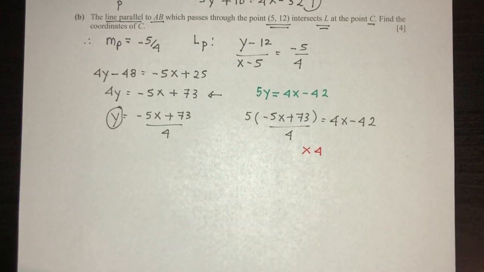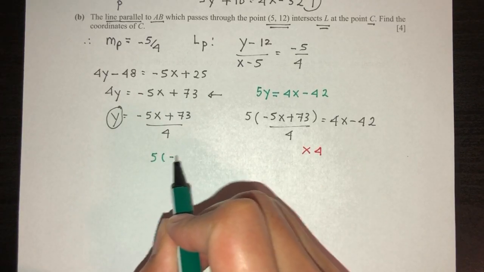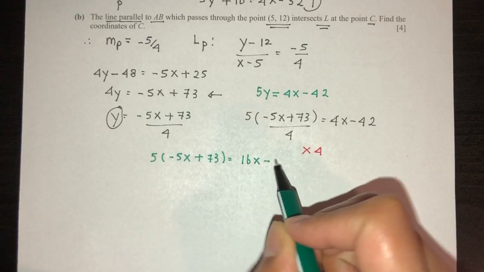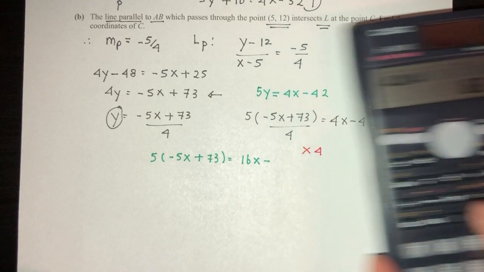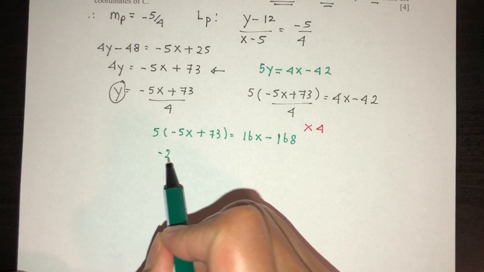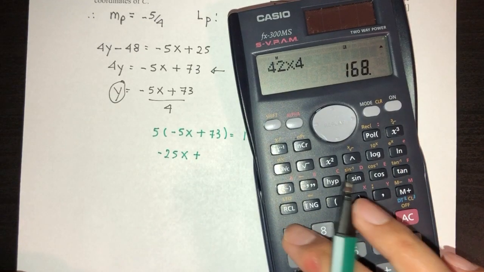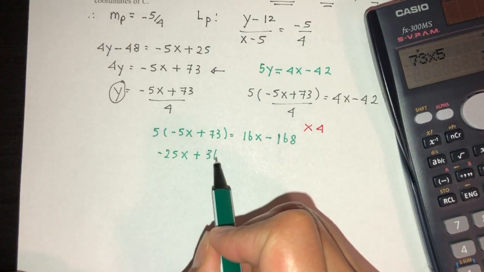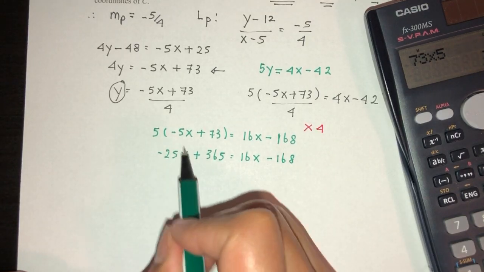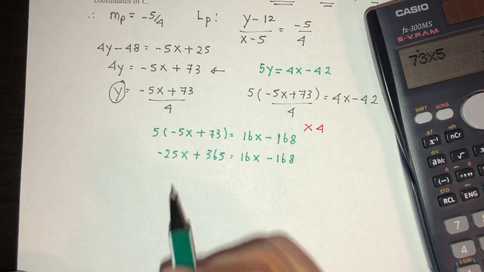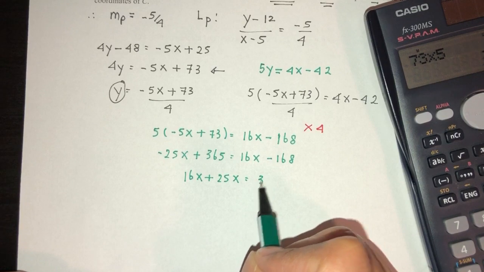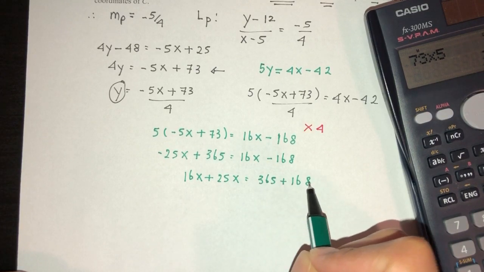So you will have 5 times minus 5x plus 73 is equal to 16x minus, so 42 times 4, that will be 168. Now we can simplify. This will become minus 25x plus 73 times 5, 365 is equal to 16x minus 168. Now let's send x to one side and all the constant to one side. So on this side you will have 16x plus 25x and 365 plus 168.